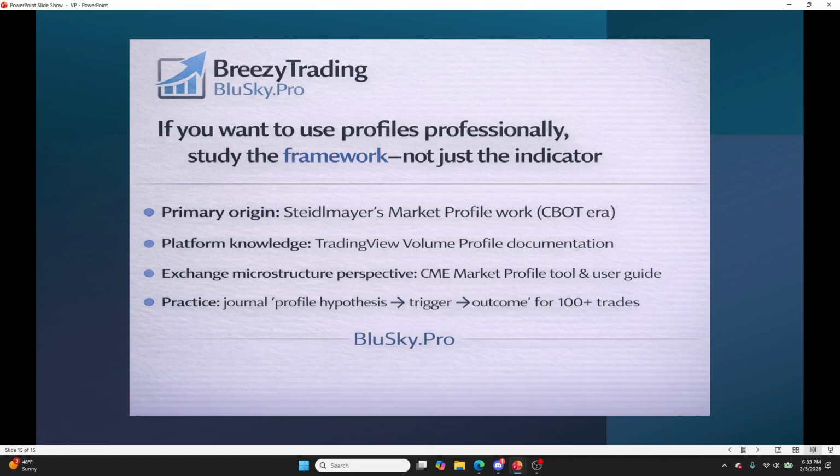So the market profile I talked about earlier, study that if you're interested. It's a really good tool to give you extreme in-depth knowledge of what time at price and volume at price really are, and that's true liquidity in the market. And then journal. Yeah, I'm a broken record with this one. Your profile hypothesis, your trigger point for the trade, the outcome for a minimum of 100 trades. You have to journal and really put in that work to define an effective edge.